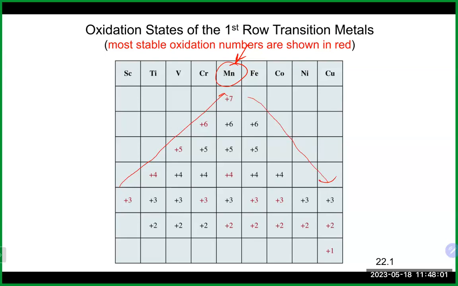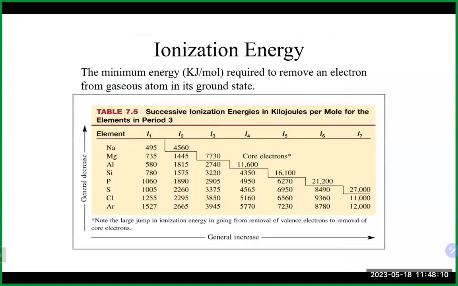Again, that +2, +3, very common, but it can have things like +7, like we see in Mn. Also +6 in chromium is very common as well.